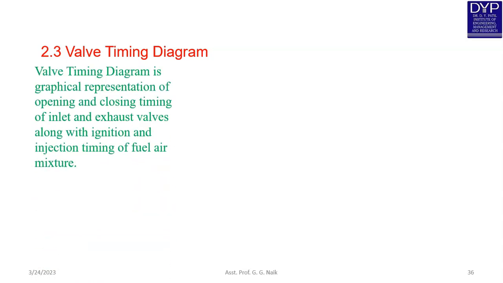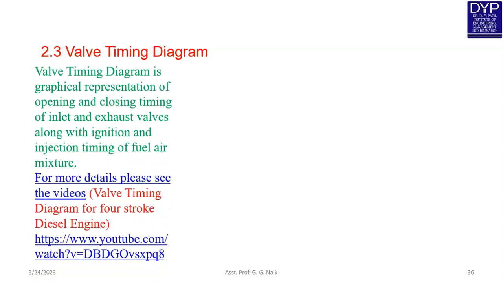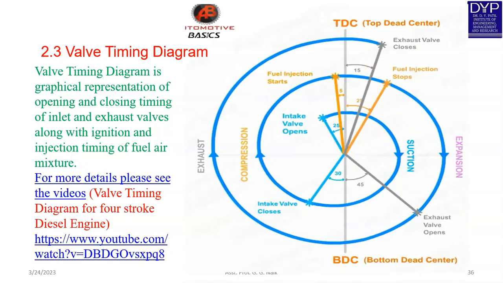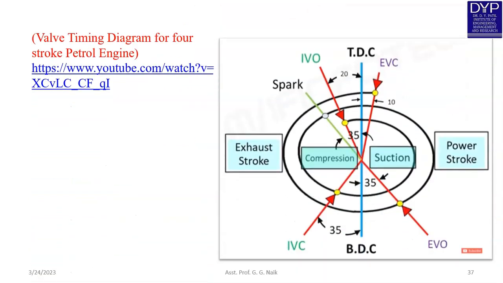Okay, good afternoon, students. In the previous lecture, we studied the valve timing diagram. In that, we saw what is meant by valve timing diagram, and also we saw the valve timing diagram for the four-stroke CI engine. After that, the four-stroke SI engine.